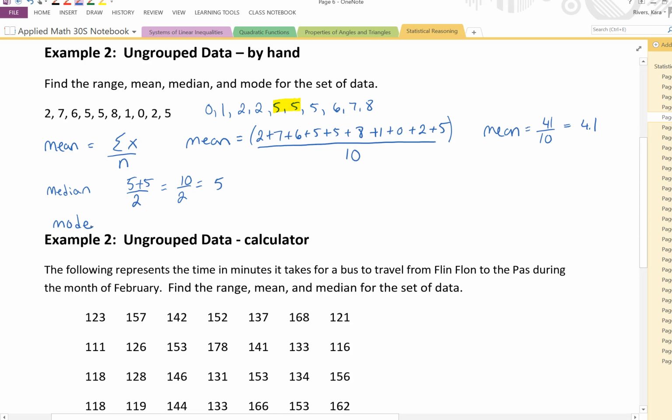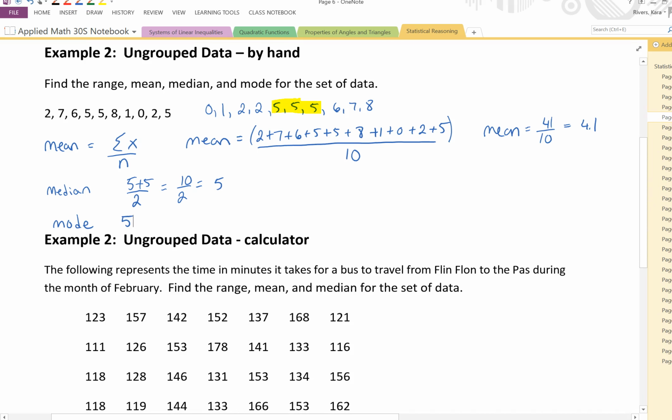Now the last calculation is going to be for mode. And mode is the value that comes up the most often. And ordering it from smallest to biggest, we can see the value that comes up the most often is 5. We've got 3 5s. There are 2 2's, but the one that comes up the most often is 5. So the mode is also 5.